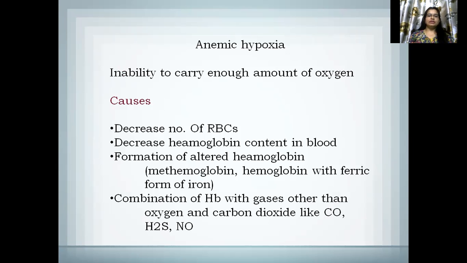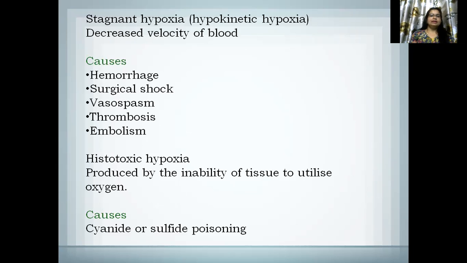Next is combination of hemoglobin with gases other than oxygen and carbon dioxide, like carbon monoxide, hydrogen disulfide, and nitrous oxide. Next is stagnant hypoxia or hypokinetic hypoxia. Decreased velocity of blood. Causes: hemorrhage, surgical shock, vasospasm, thrombosis, and embolism. Thrombosis means a clot of blood or air or anything which is stagnant, not motile, and embolism is when a clot is mobile.